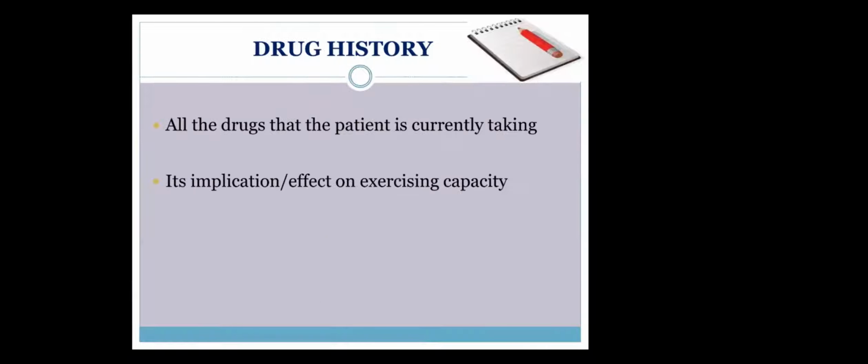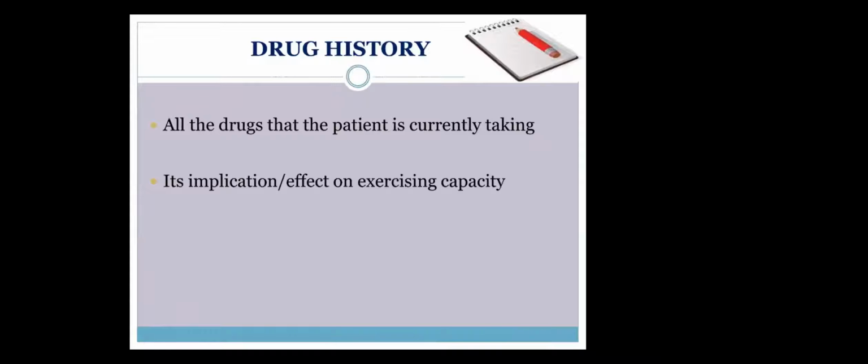This is followed by the drug history. Details of all the medications that the patient is on are to be noted, and we specifically need to know if the drugs that the patient is taking have any implication on the exercising capacity of the individual. So that is important. More than just the drugs, it is also important for us to know about their effects on the exercising capacity.